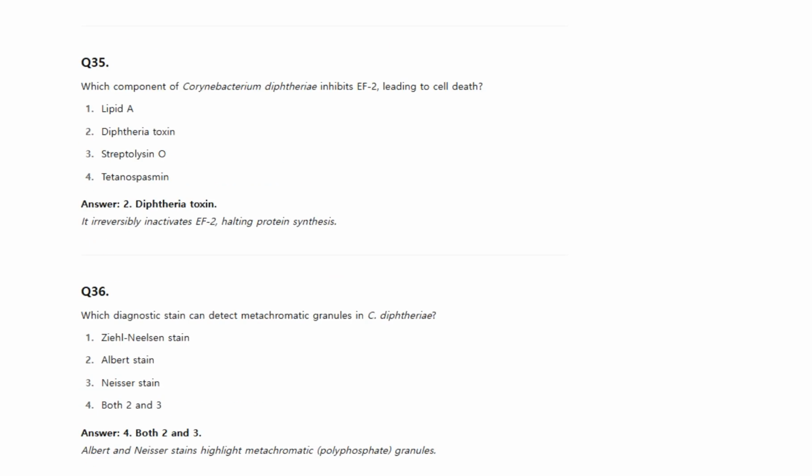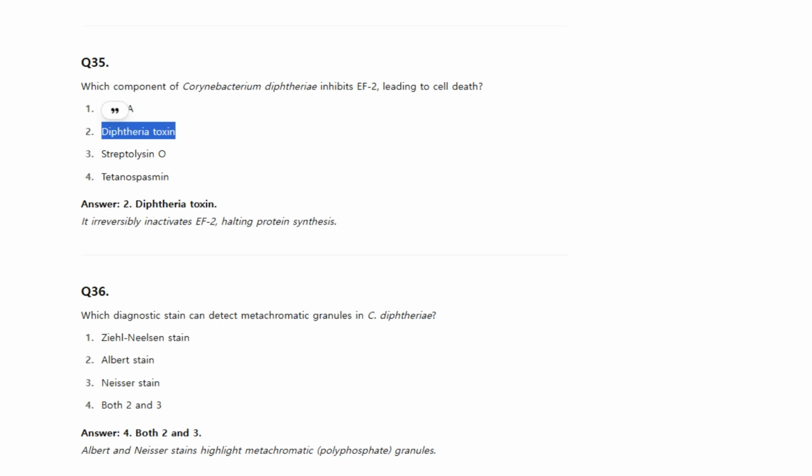Q35. Which component of Corynebacterium diphtheriae inhibits EF2, leading to cell death? 1. Lipid A. 2. Diphtheria toxin. 3. Streptolysin O. 4. Tetanospasmin. Answer 2. Diphtheria toxin. It irreversibly inactivates EF2, halting protein synthesis.